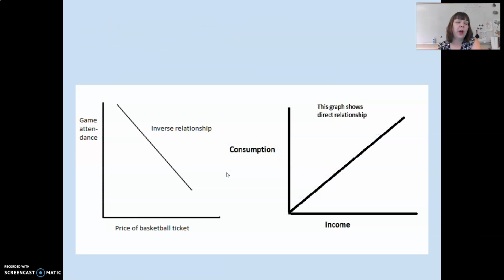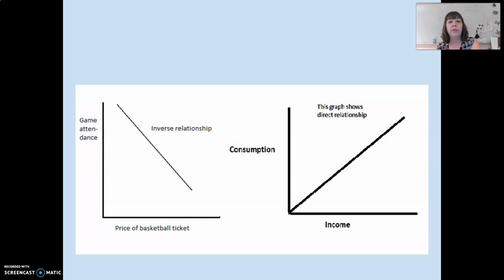We've got two relationships that we might notice when we've got direct relationships. We've got a direct and we've got an inverse. Direct would be like the one on the right there. If you have more income, then you're going to buy more things. Your consumption goes up. That's direct. They go up together, or they may go down together.